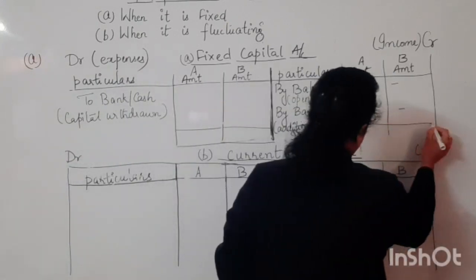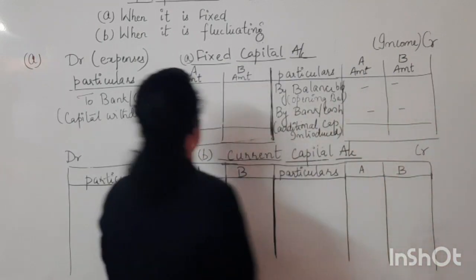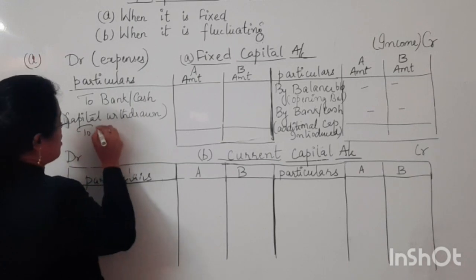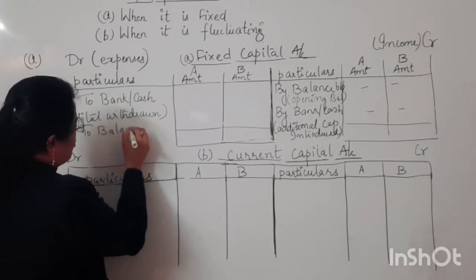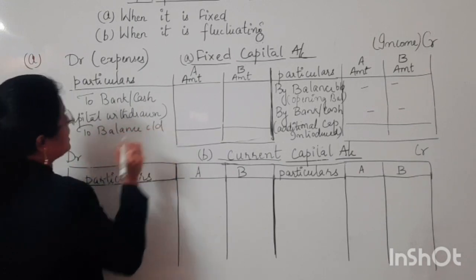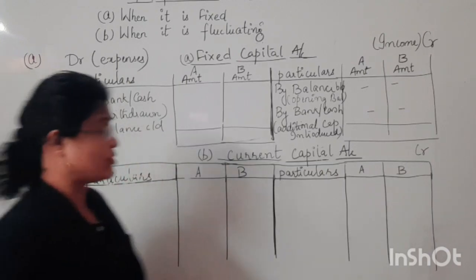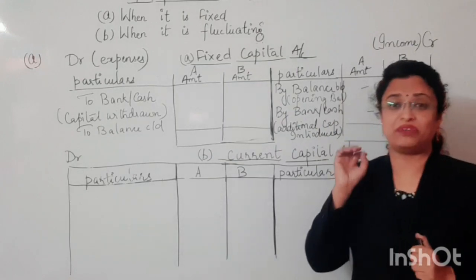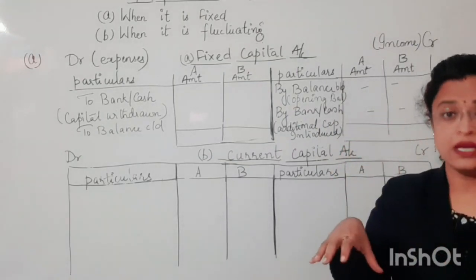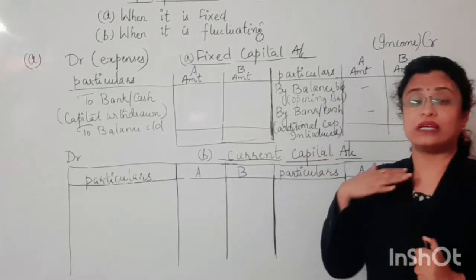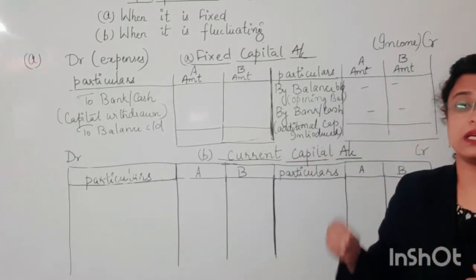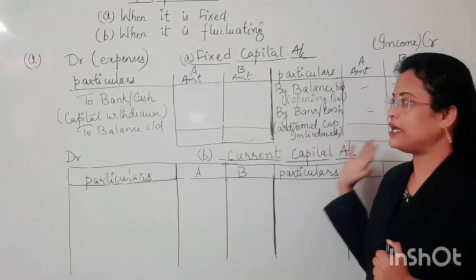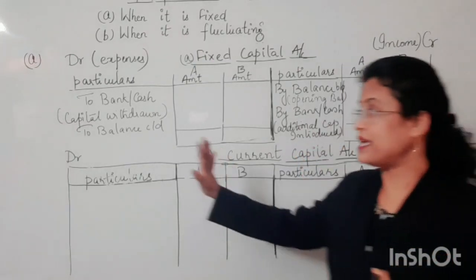Normally, in case of a fixed capital account, it always gives what? The fixed capital account always gives the credit balance. Children, any business definitely involves capital investment. So it is rare, or you can say impossible, in case of a fixed capital account that it will ever give a debit balance. The fixed capital account always gives a credit balance.